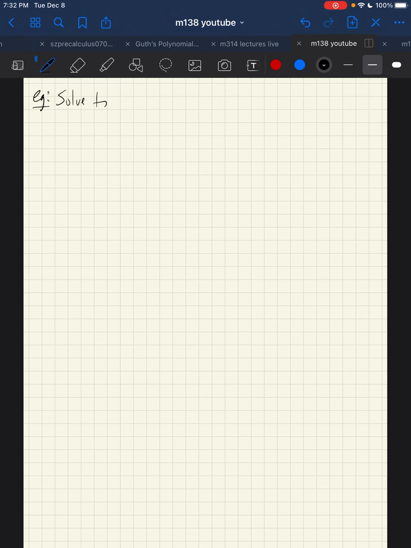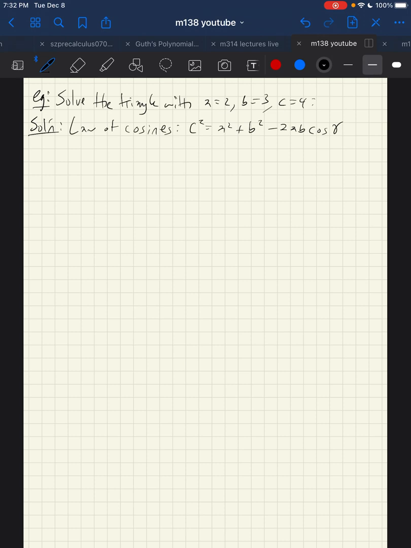Let's say solve the triangle with A equals 2, B equals 3, and C equals 4. And we can see here that 2 plus 3 is bigger than 4, 3 plus 4 is bigger than 2, and 2 plus 4 is bigger than 3. So this satisfies the triangle inequality. So, solution: we begin with a law of cosines. It really doesn't matter which one we do, but I'm going to do c squared equals a squared plus b squared minus 2ab cosine gamma.